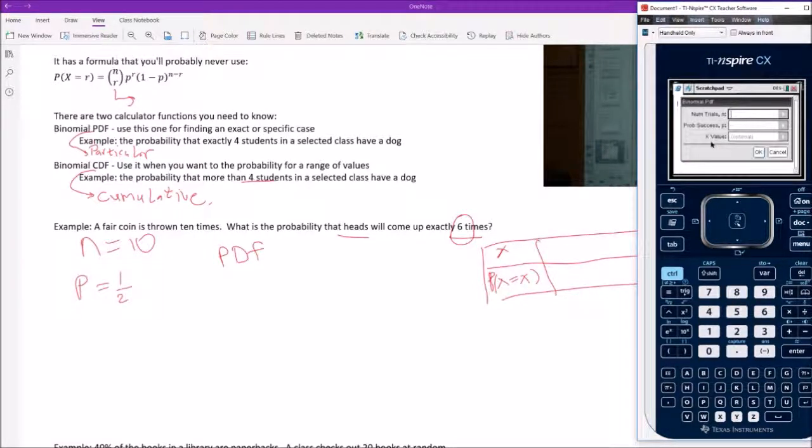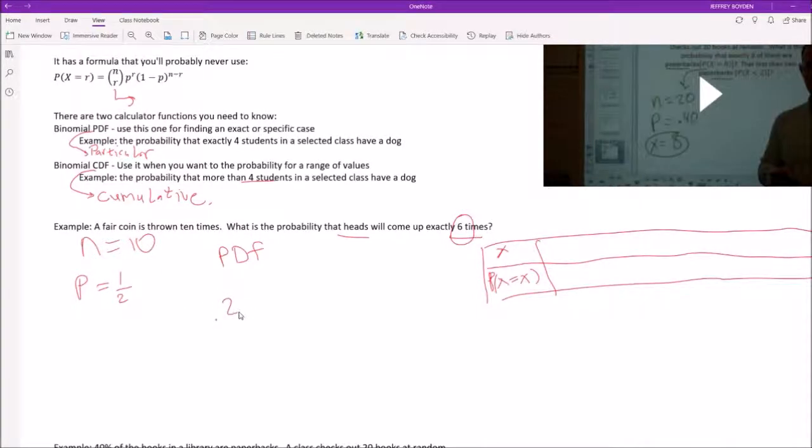Let's try PDF. It asks me for the number of trials. We know that's 10. It asks me for the probability of success. That's 1/2. I'm going to put 0.5. And it says the x value is optional. And that's true. If you don't put it in, it'll generate the entire discrete probability table. We don't need that in this case. We want to know a specific probability, so my x value is going to be 6, the number that was asked about in the question. Let's hit enter and see what it is. It looks like that probability is 0.205.